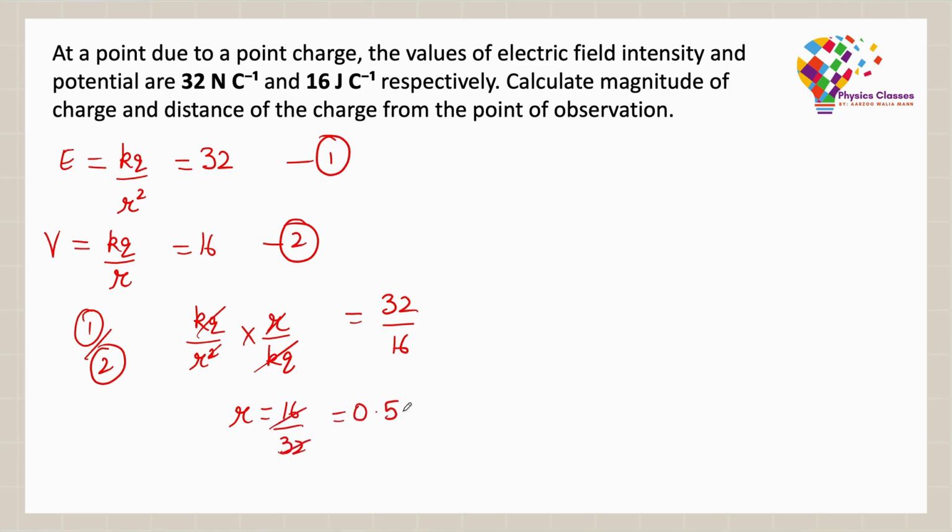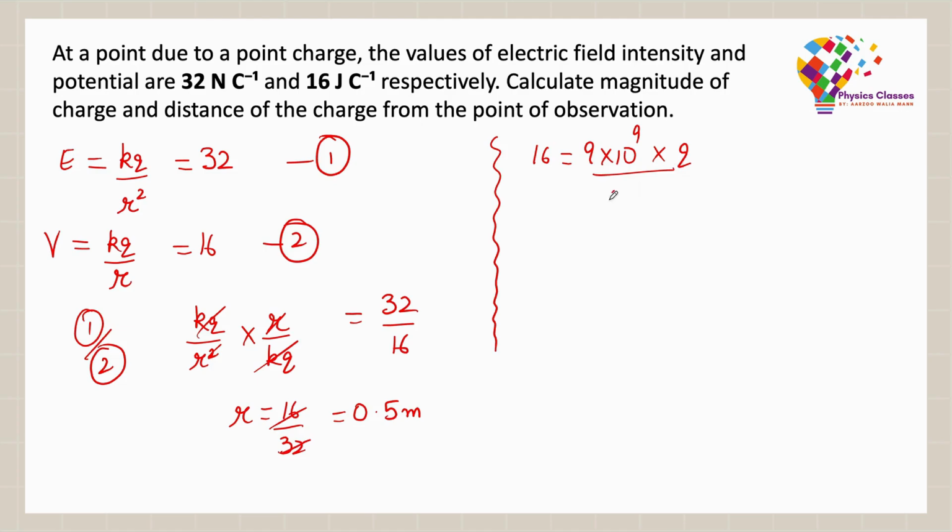In order to find out my charge, I can substitute in any one of these equations, either the electric field or the potential. So I'll substitute in potential since it's easier. So 16 is equal to k, which is 9 into 10 to the power 9, times the charge I want to find out, and my r I got as 0.5.